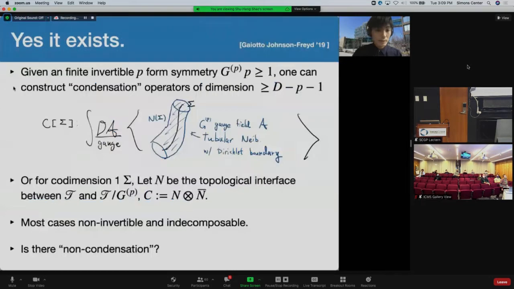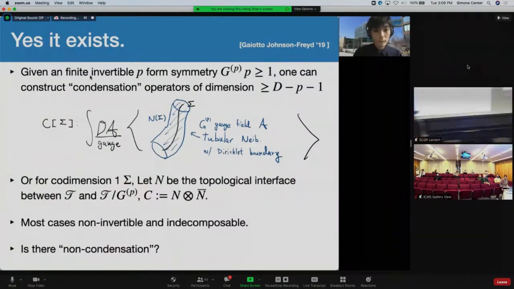An answer, of course, is yes. And one way of constructing non-invertible symmetry is a condensation introduced in this paper. And I guess that Davide Gaiotto will talk about it in detail later. However, let me introduce it briefly here.